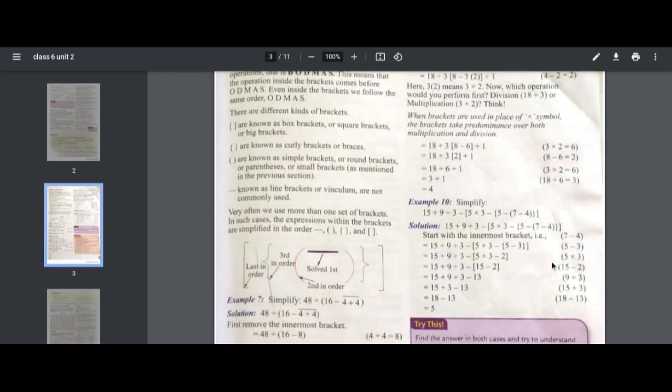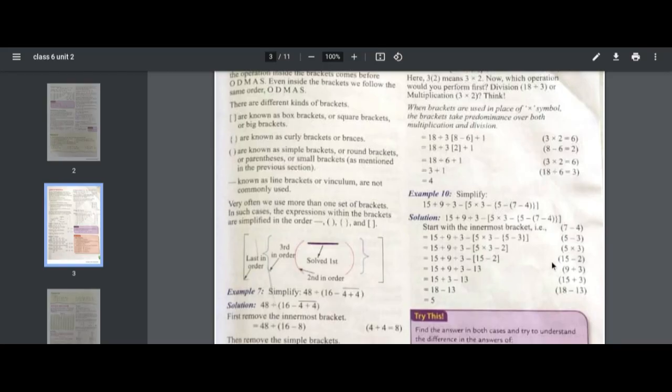And the fourth is known as the line bracket, or vinculum, which is not commonly used in calculations. It goes on top of the numbers, like a bar. Very often we use more than one set of brackets. In such cases, the expressions within the brackets are simplified in order. First we have the vinculum, then the small bracket, then the curly bracket, and then the biggest bracket, which is the square bracket. This is the order of the brackets.